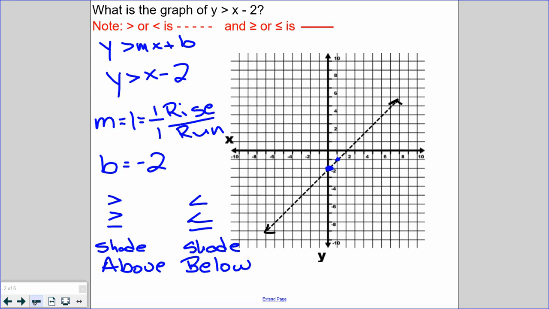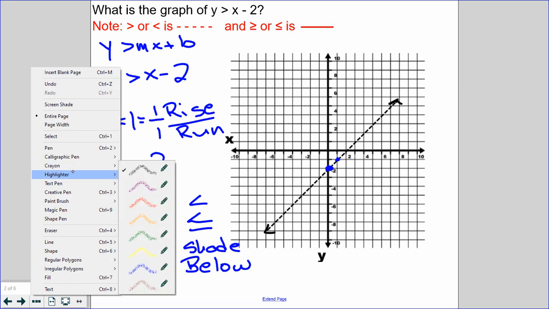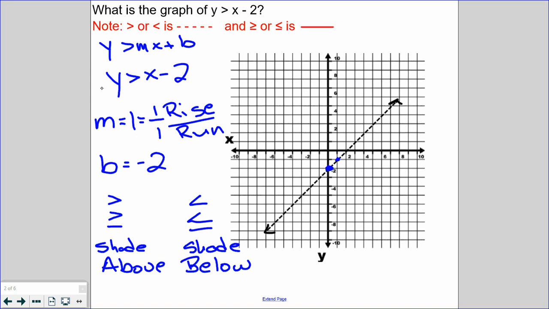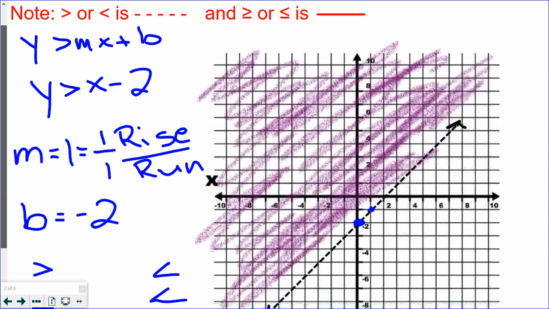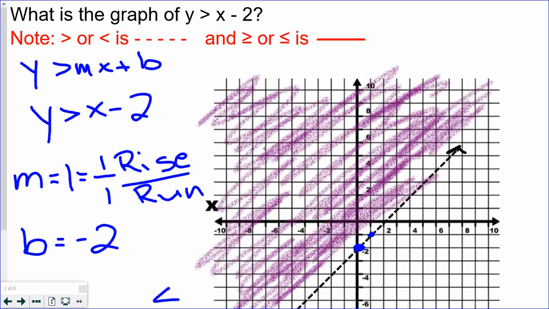All right, so let's see, we'll use a crayon. How about that? So let me get my purple crayon. And since this is greater than, we are going to shade above the line. And what this is saying is that any point in this shaded region is a solution to the inequality. Let me widen this up so we have more room here. So any point in this shaded area will be a solution to this inequality.